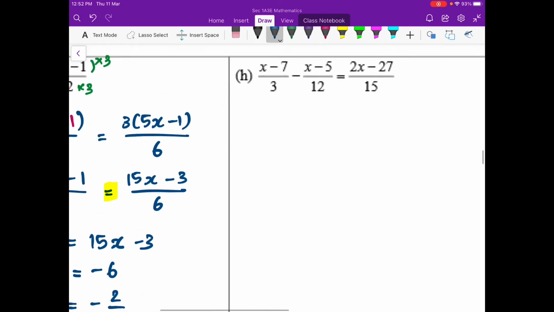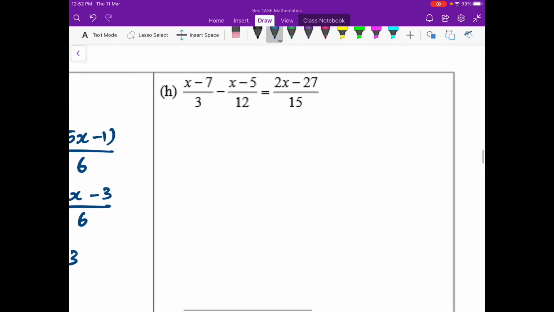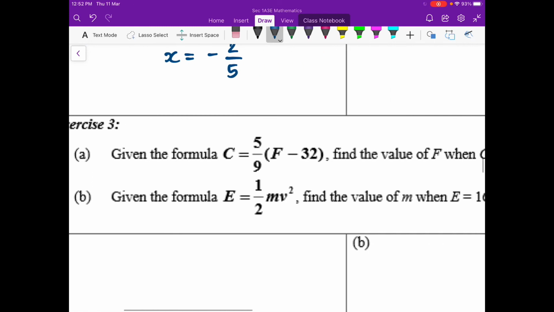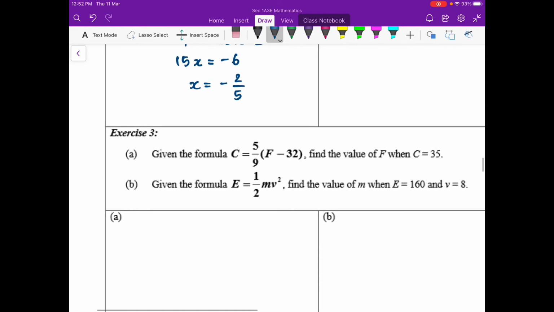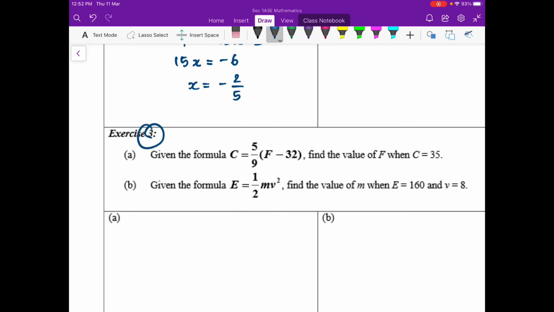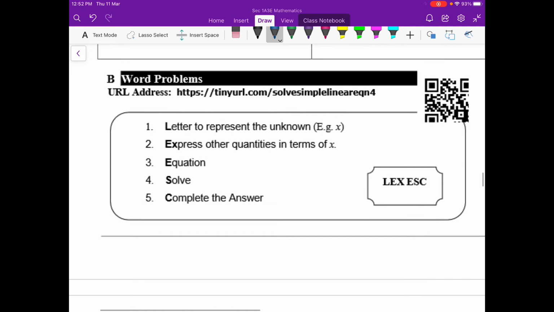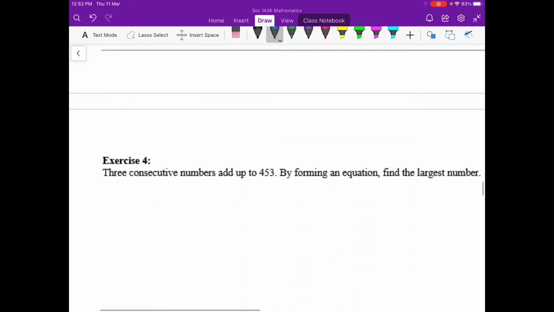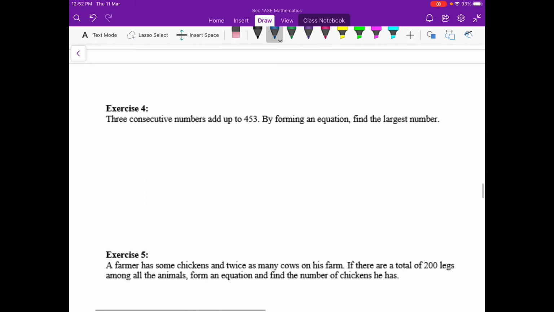Last question. I think you can try yourself. I will post this answer online for you to check. Okay, because for the remaining time I want to go through some of these other types of questions. You can do this by yourself also as your homework. Okay, we move on to some word problems.